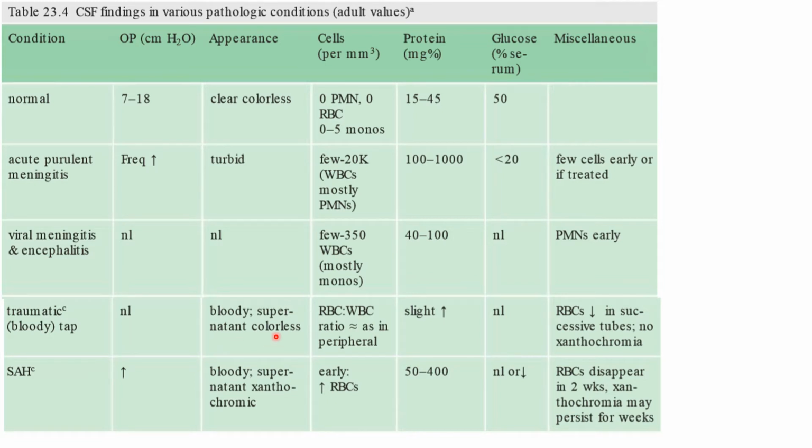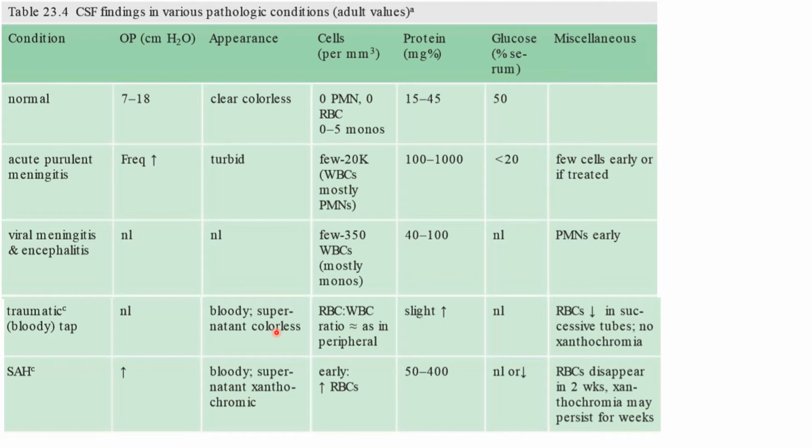Okay. If you send the CSF and centrifuge it in the lab, the supernatant will be colorless. The RBC to the white blood cell ratio is similar to that in the blood. The protein is slightly high due to the presence of the RBCs and white blood cells. The glucose is similar to the serum glucose.